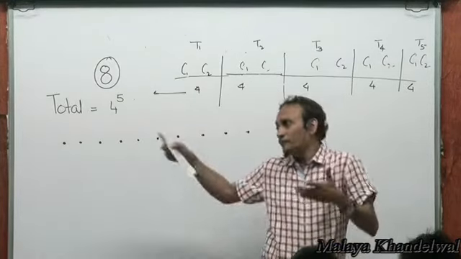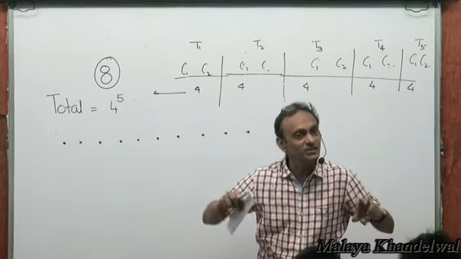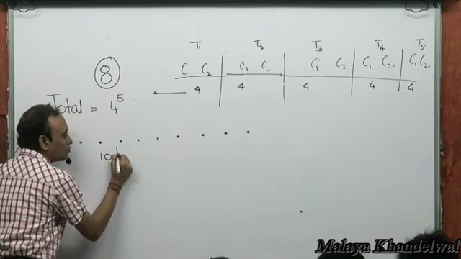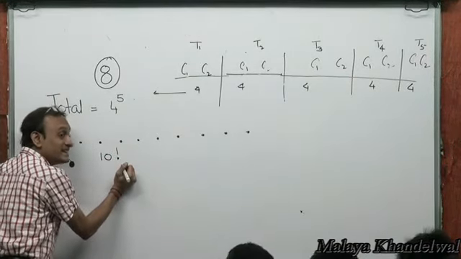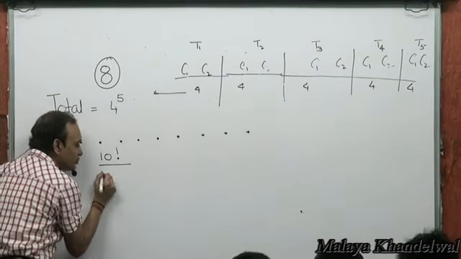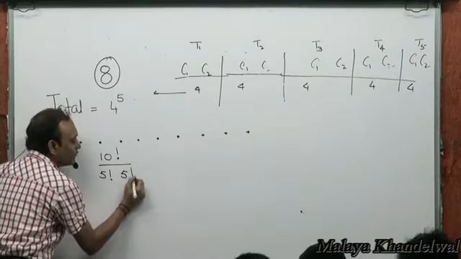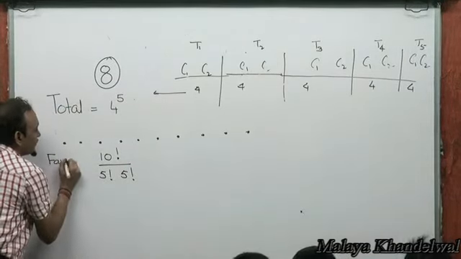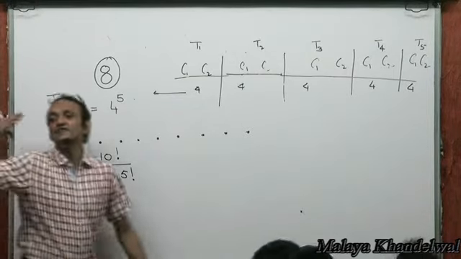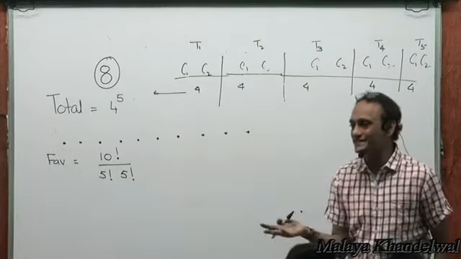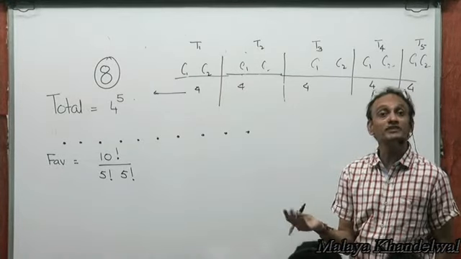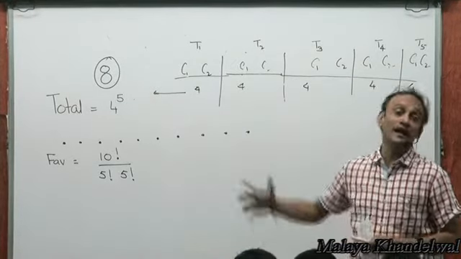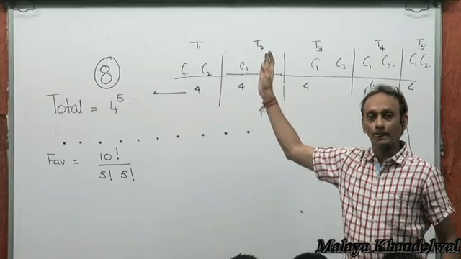5 T's will be identical, 5 heads would be identical. Yes or no? So it's about 10 things. Number of favorable ways would be about number of ways in which you can arrange 10 things in which 5 would be alike and of one kind and 5 would be alike and of a second kind. This would refer to as the number of favorable cases in which 5 heads and 5 tails appear in various orders. Number of permutations of 10 things in which 5 would be heads, 5 would be tails. Therefore, 5 alike and of one kind, 5 alike and of a second kind.